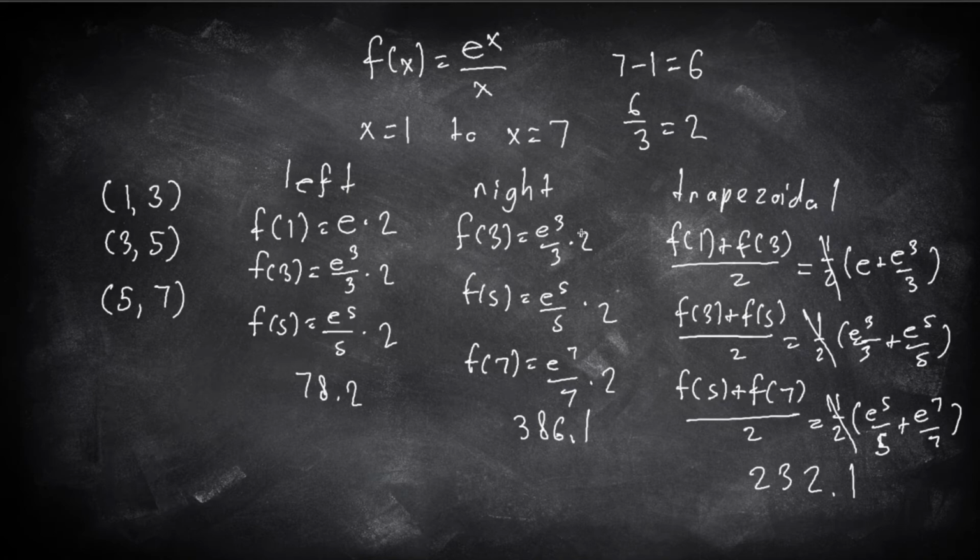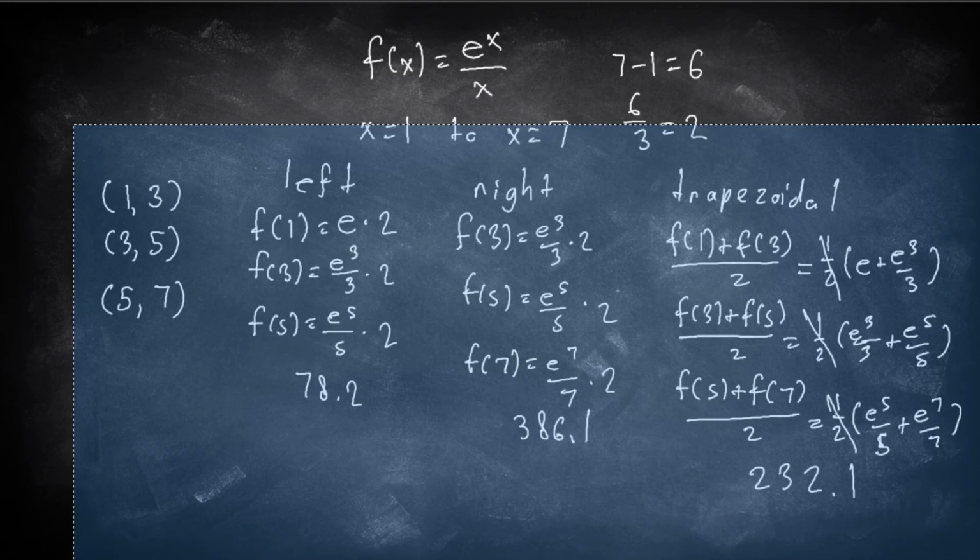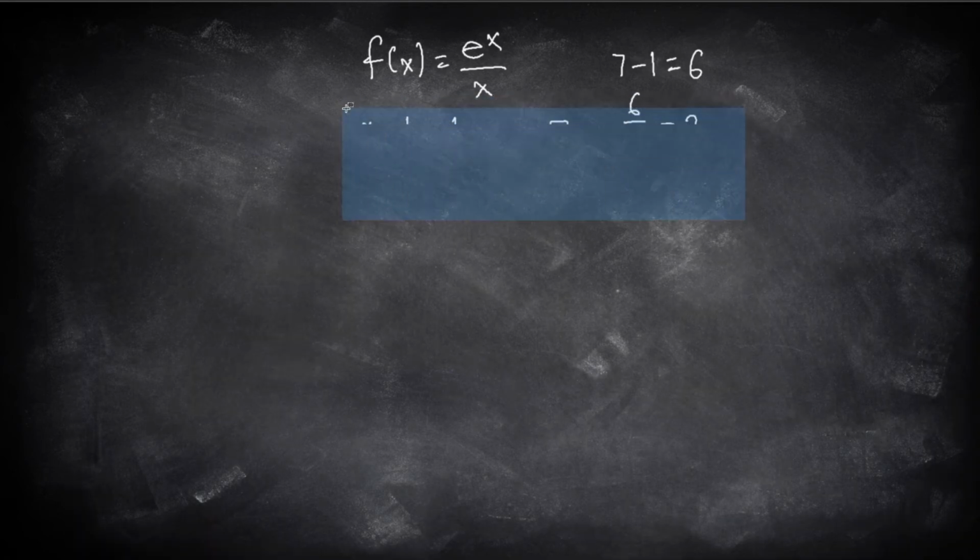Now, how do we get a more accurate Riemann sum? Well, basically, we use more triangles. So delete this. We have a stepping size of 6. We have an interval of 6. Let's instead use 6 triangles, so we have a stepping size of 1.